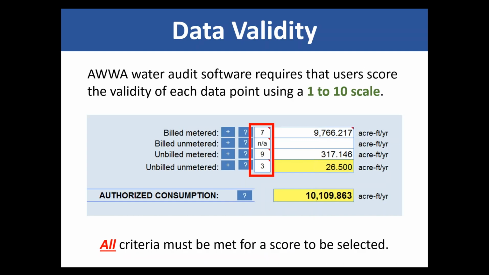We've talked about this. We just want to reinforce the fact that all criteria must be met for a score to apply. It could be that you correctly assess your data validity grades and then you go sit down with your general manager and he says, no, we're at 10 all the way through. I hope you'll come back to the perspective that all criteria must be met.